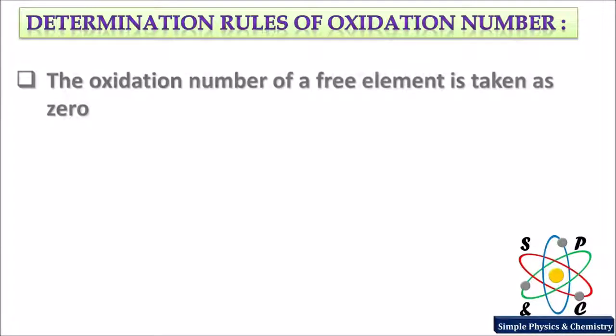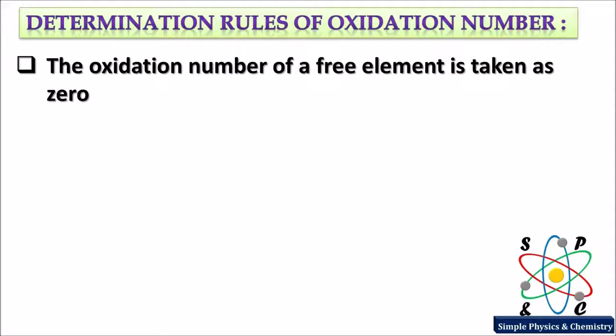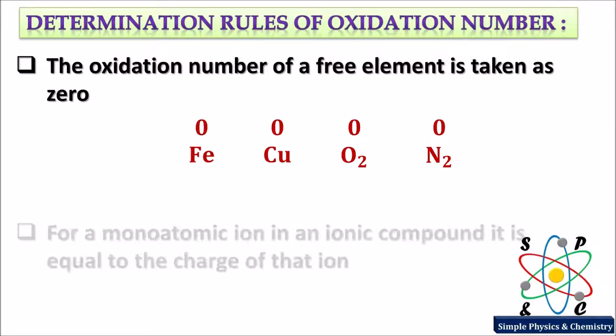So the first rule: the oxidation number of a free element is taken as 0. If you have some free element like iron, copper, oxygen and nitrogen and so on, in their free form they are neutral, and thus their oxidation number is also 0.